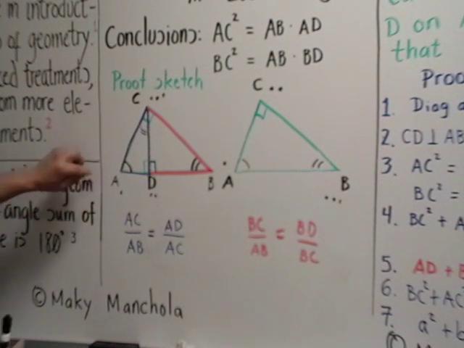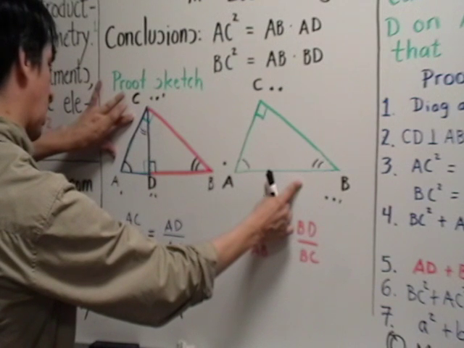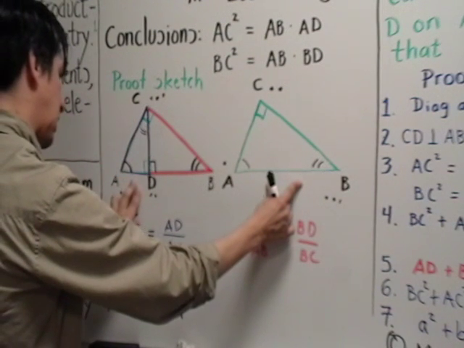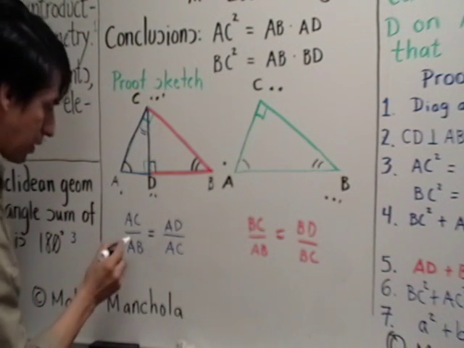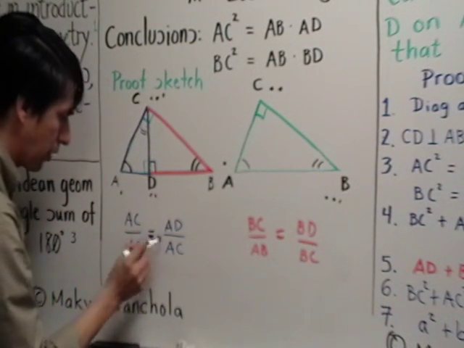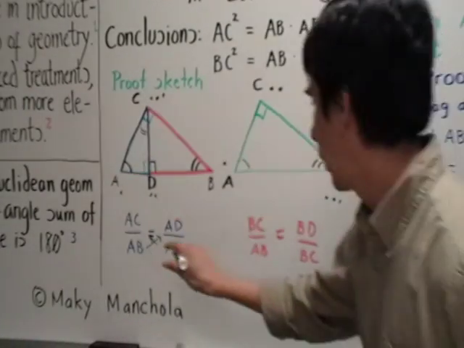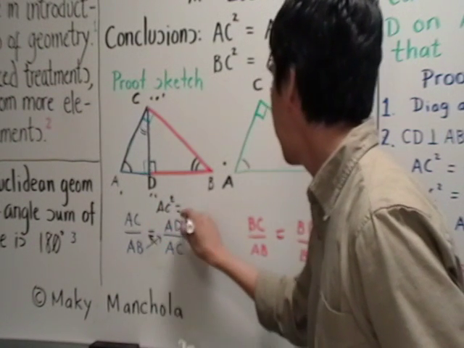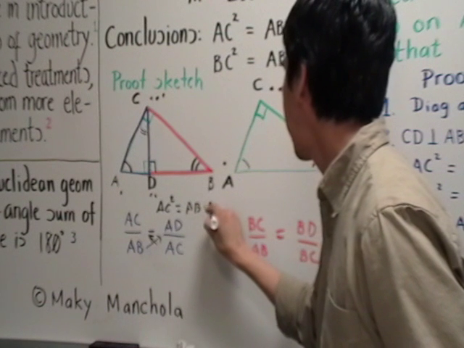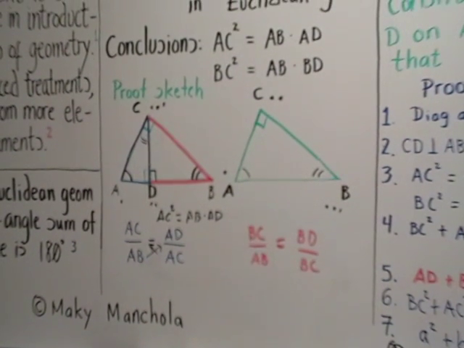Consequently, AC is to AB as AD is to AC because of similarity. When you cross multiply, you get AC squared equals AB times AD. That is one of our conclusions.